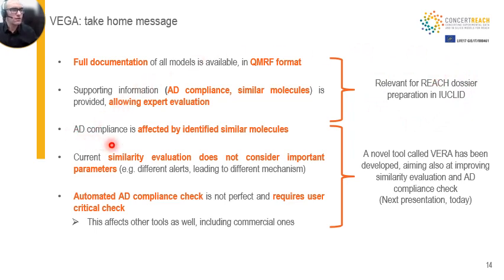We also saw that the applicability domain is affected by the identified similar molecules, that the current similarity evaluation does not consider important parameters, for example, difference in alerts, and therefore the automated applicability domain compliance check is not perfect and requires some user critical check. But to be fairly honest, this affects other tools as well, including commercial ones. We will see in the next presentation today that a novel tool called VERA has been developed, aiming also at improving the software related to these issues.